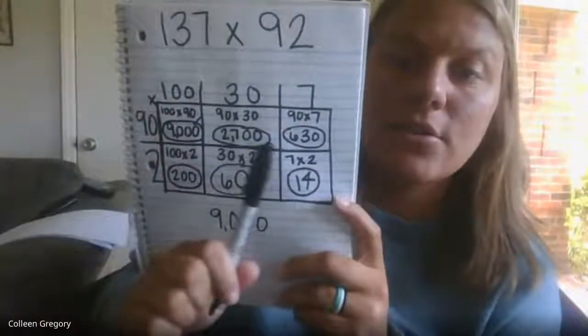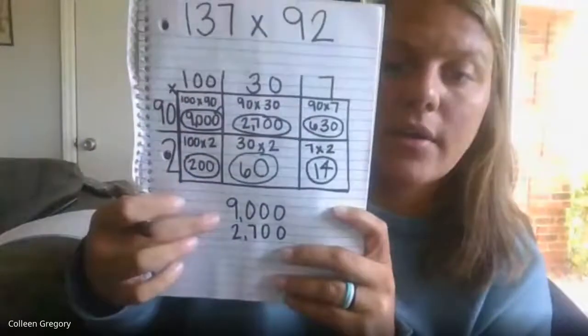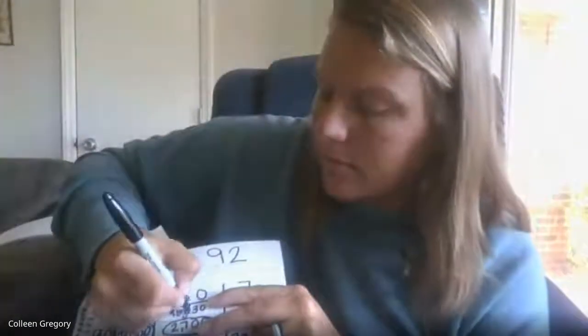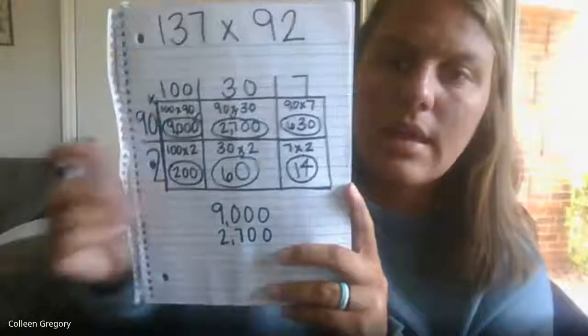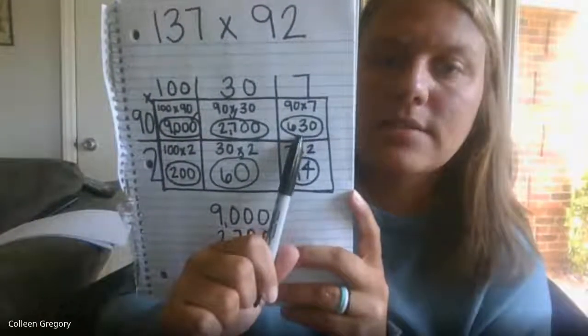Okay. Then my next largest number is 2,700. So I'm going to write 2,700. Again, lining it up with place value. And I'm going to check it off. Okay. Now my next biggest number is 630.